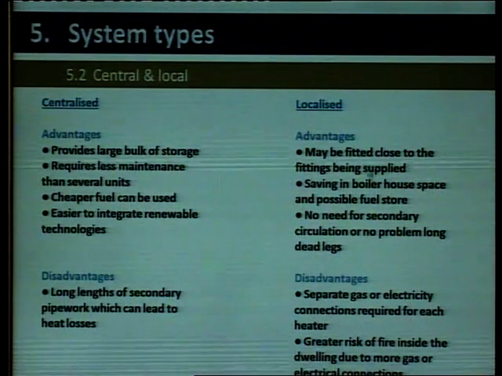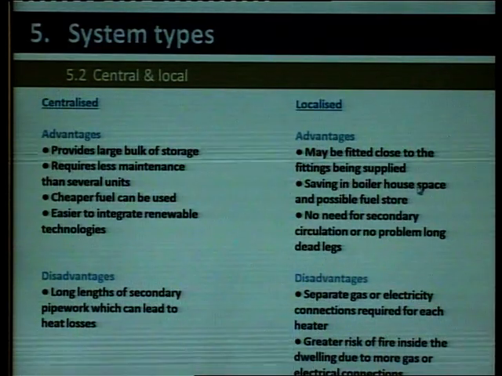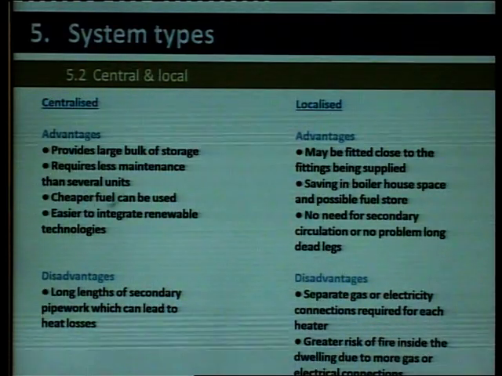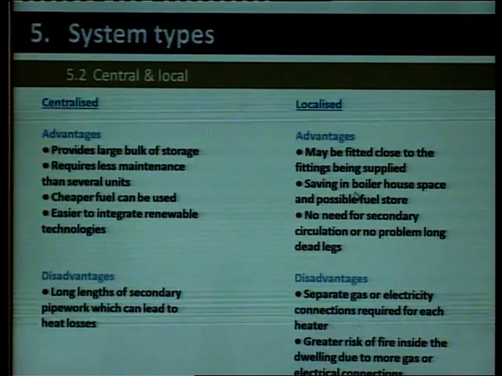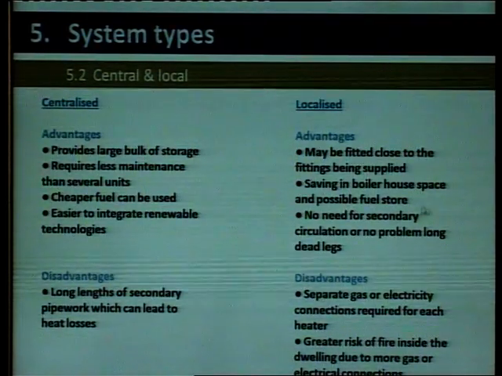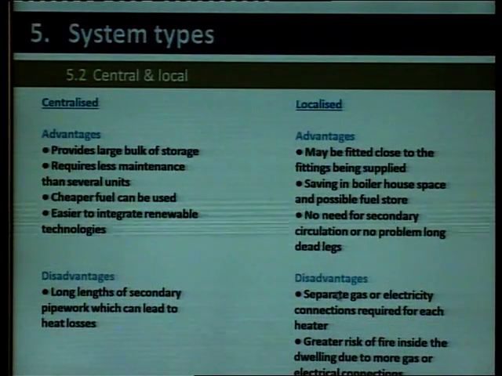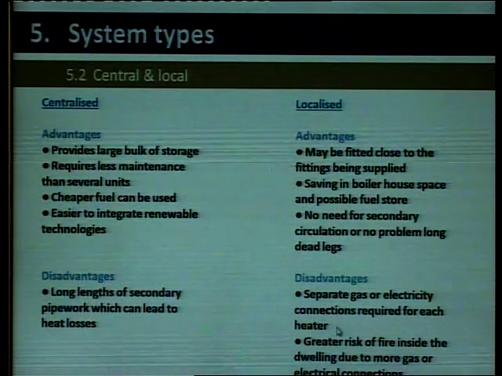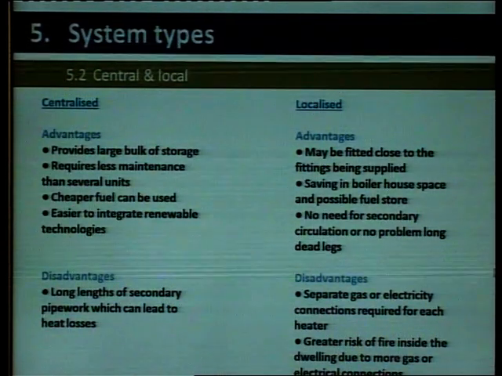Compare this with the localized system. Here the advantages are it may be fitted close to the fittings being supplied, saving in boiler house space and possible fuel storage. Like the centralized system, that would be more desirable in a hospital situation, but when you talk of a residential situation, apartments, a localized solution would be more appropriate. No need for secondary circulation and long dead legs. Disadvantage, a separate gas or electricity connection is required for each heater, of course you will have to do that. Greater risk of fire inside the dwelling due to more gas or electrical connections.